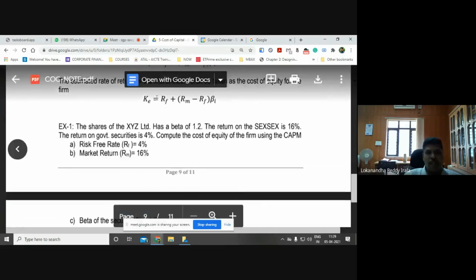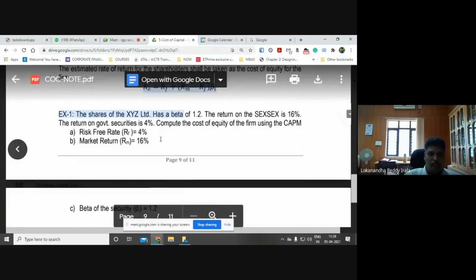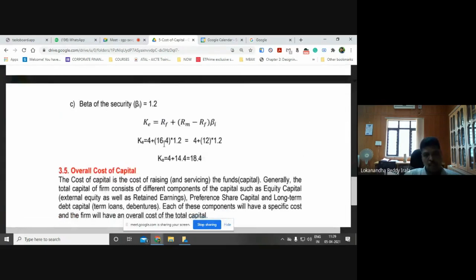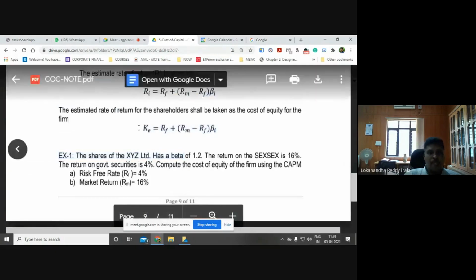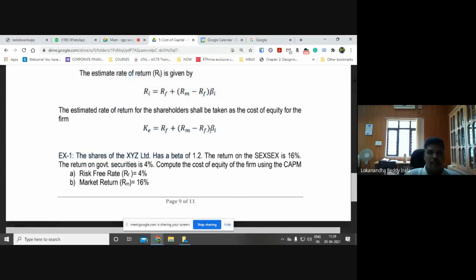A more detailed discussion of this approach will be taken up in your third semester specialization. But for the time being, you can just remember this formula, and given the beta, risk-free rate, and return on the market, you can find out the cost of equity of the particular security.